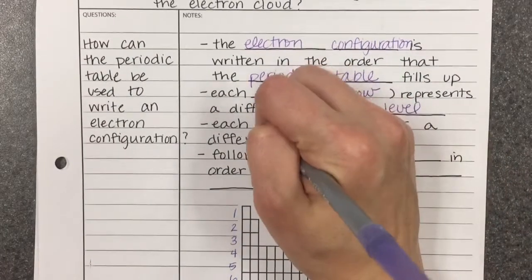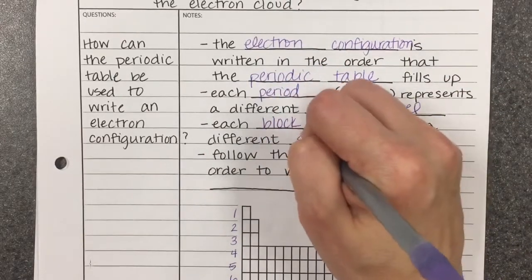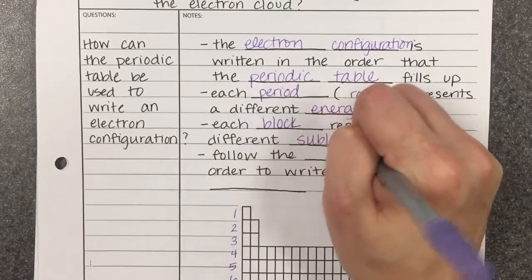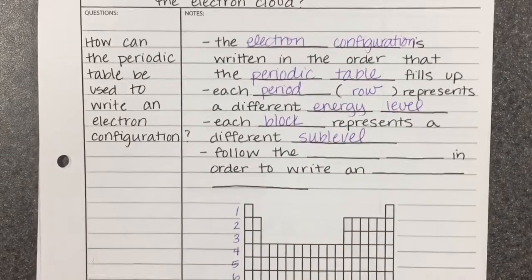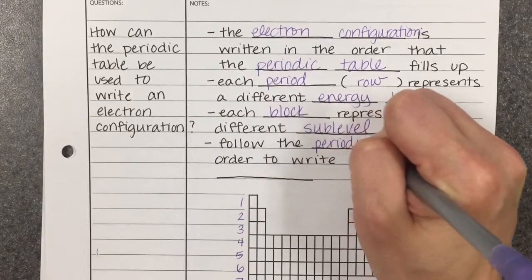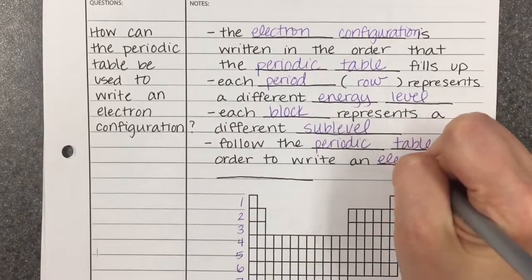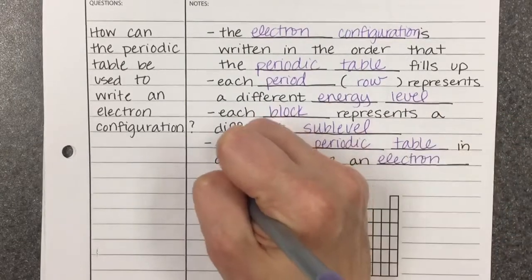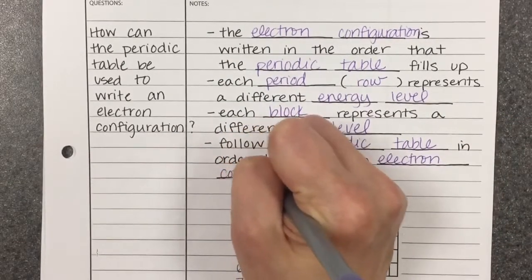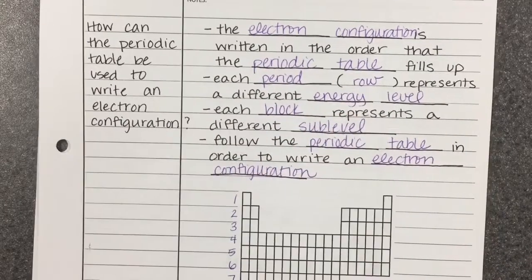Now each block represents a different sublevel. So you just need to follow the periodic table in order to write an electron configuration. So, for example, we just wrote the electron configuration for gold.